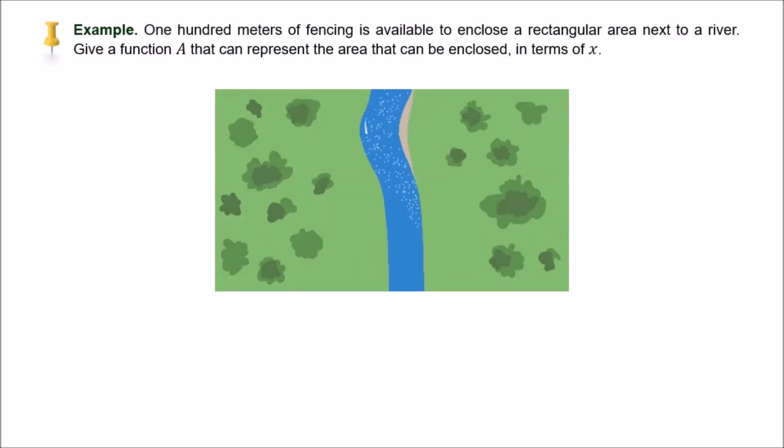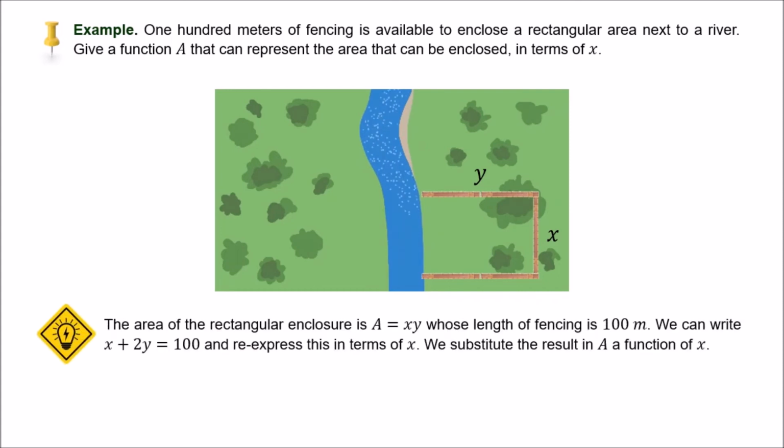Example: 100 meters of fencing is available to enclose a rectangular area next to a river. Give a function a that can represent the area that can be enclosed in terms of x. As a solution, let's say that this is our rectangular fencing. The rectangular fence has the width x and the length y. The area of the rectangular enclosure is therefore A equals x times y, whose length of fencing is 100 meters.